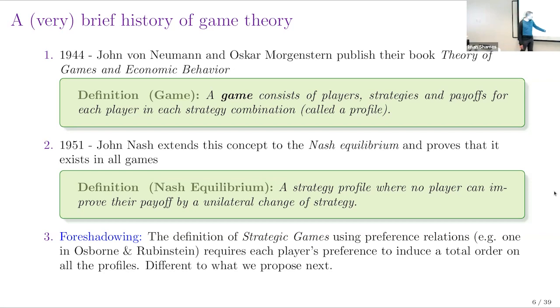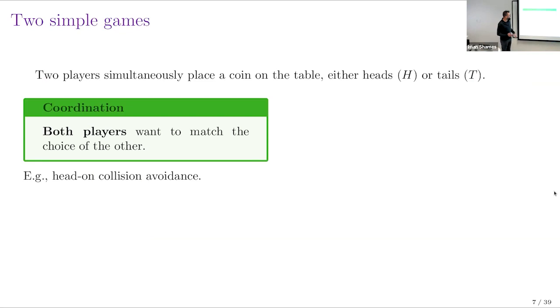In their book, they require each player's preference to induce a total order on all profiles. That's how you can abstract away the payoff, which is a number, and replace it with a total order across all the possible strategy profiles. That is what is different from what I'm going to propose in the next 10 to 15 slides: we don't require a total order, we require a partial order. Okay, now let's talk about two simple games.